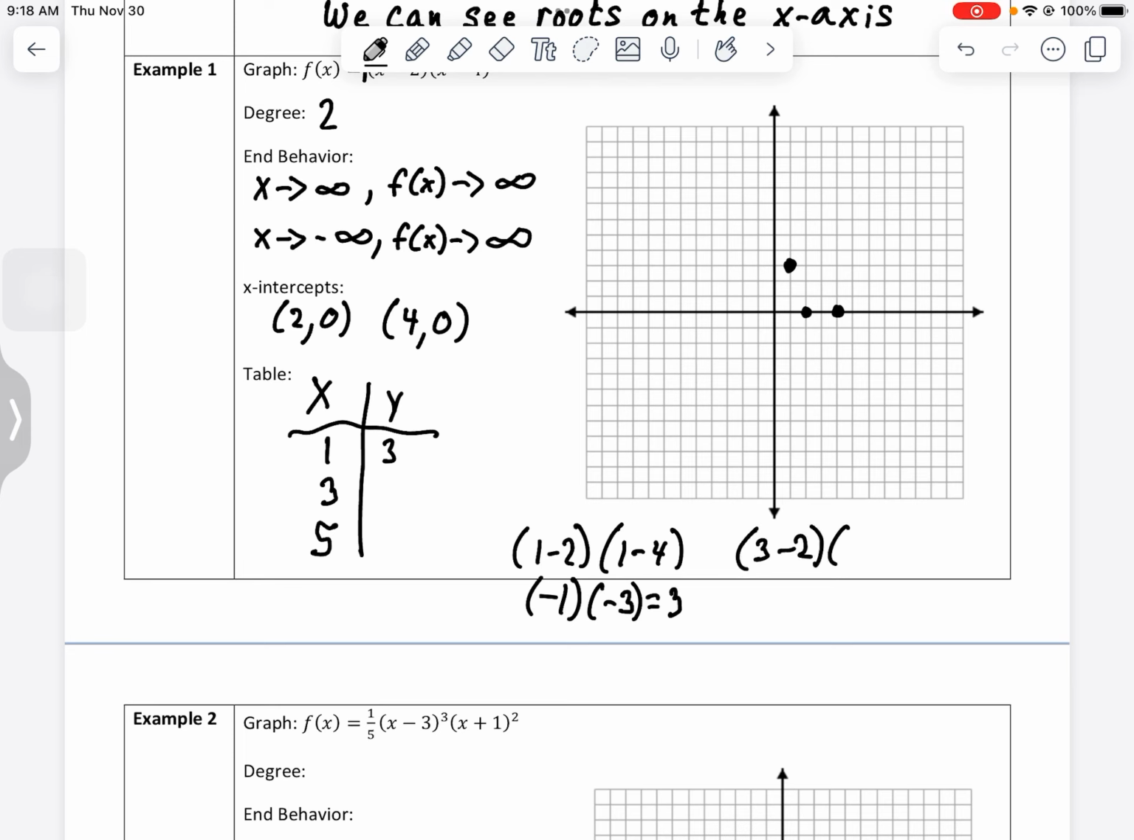Then we would have 3 minus 2, 3 minus 4, which would be 1 times negative 1, which is negative 1.